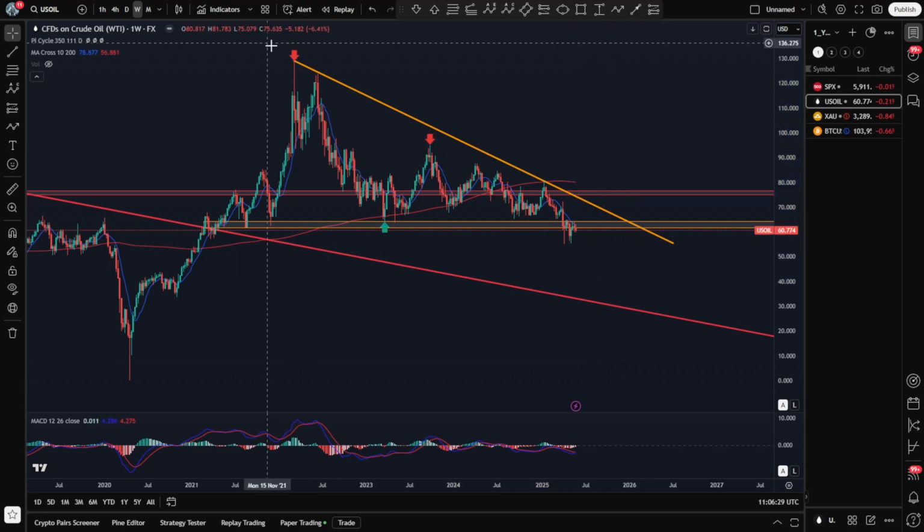And we got this orange solid weekly downward line. Until price stays below that, I stay bearish for the weekly.